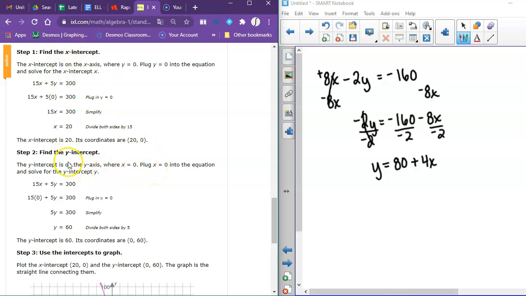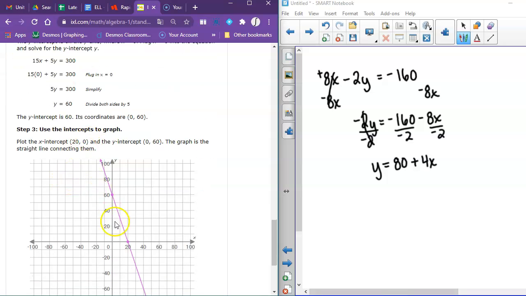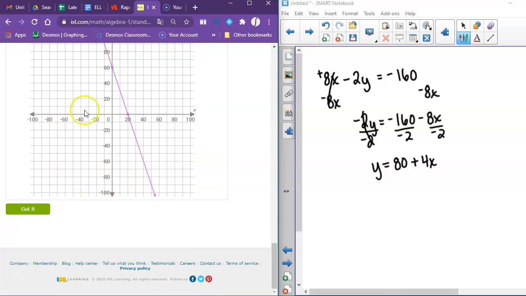And so they're doing this instead, which will still get you the same graph. So if you prefer to use this method, you can do that also. I just wanted to point out that IXL is going to tell you something different than how I have taught you to do it. But you can do either way if it makes sense to you.